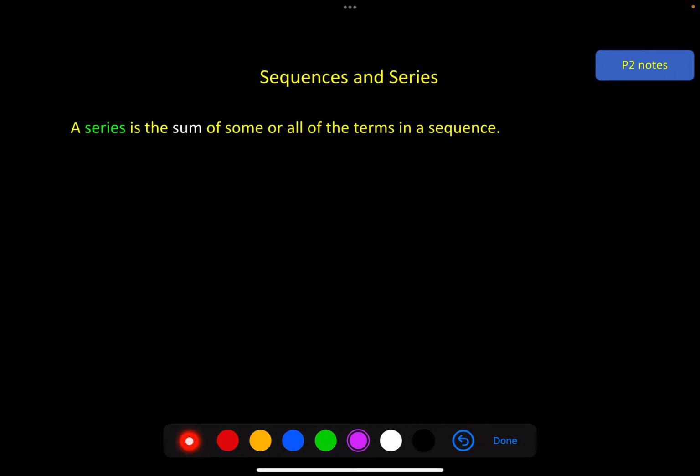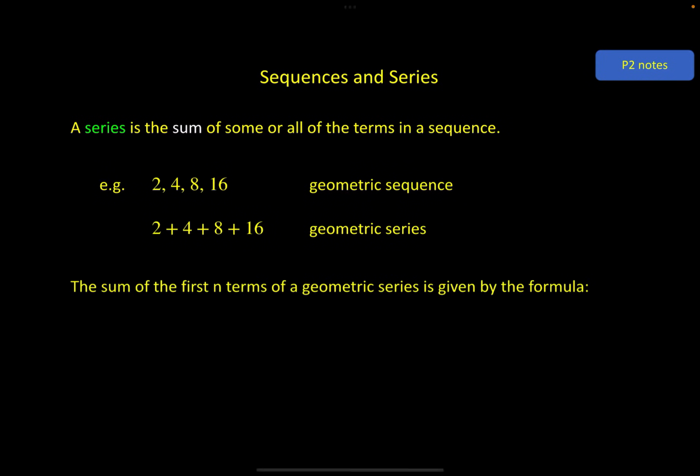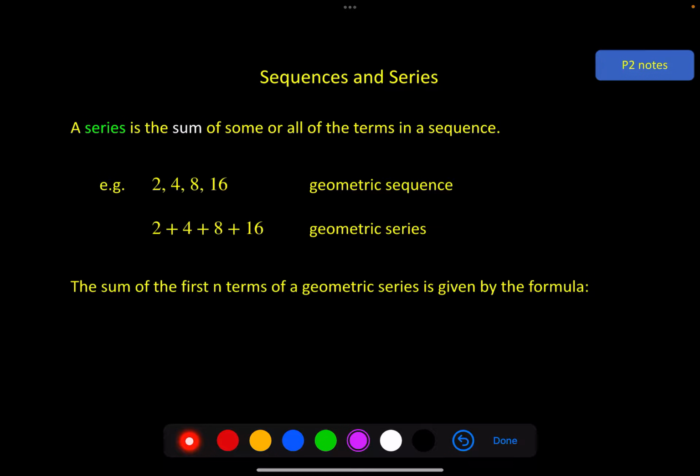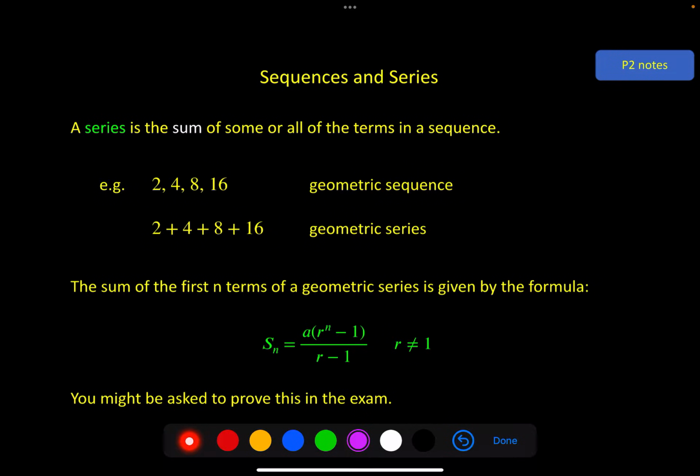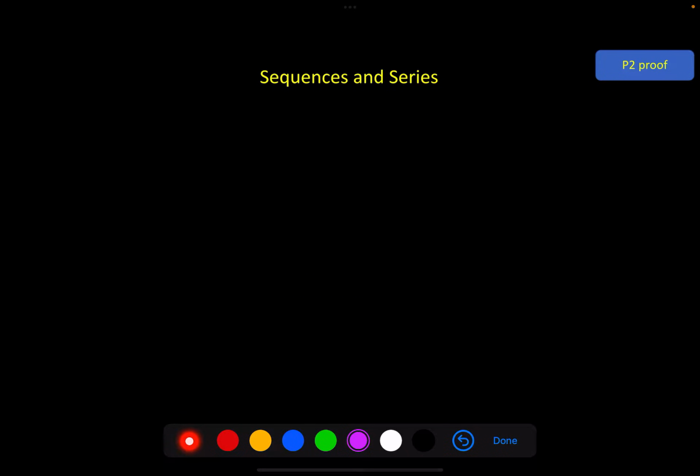Okay, as with arithmetic, I'm going to go through this slide very quickly, because as with arithmetic sequences and series, geometric sequences and series, it's the same idea. A series is just taking your sequence and adding the terms. And there's a formula for the geometric series sum of the first n terms, and the formula is this. I'm not going to talk about it on this slide because you might be asked to prove this, so I'm going to go through the proof on the next slide.